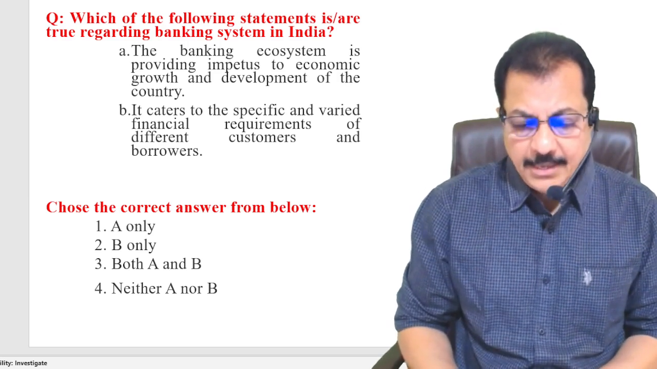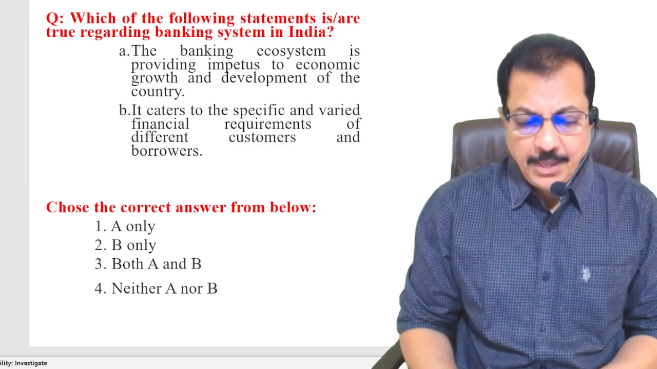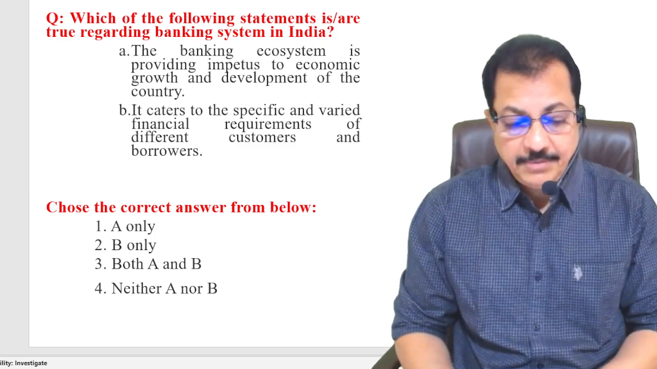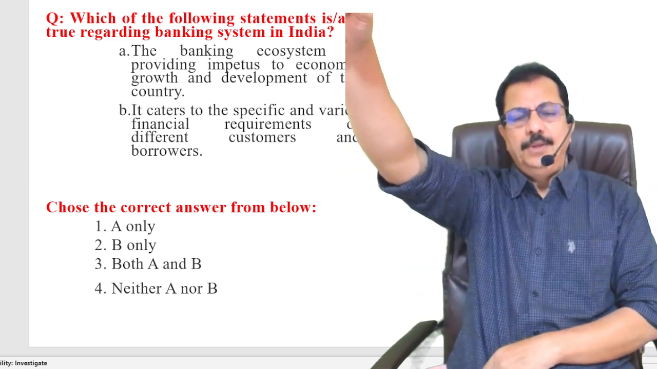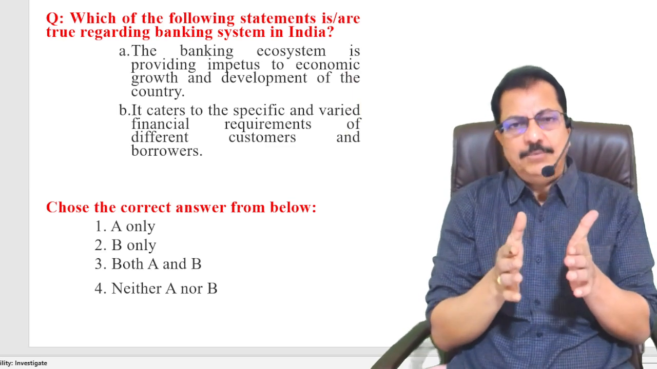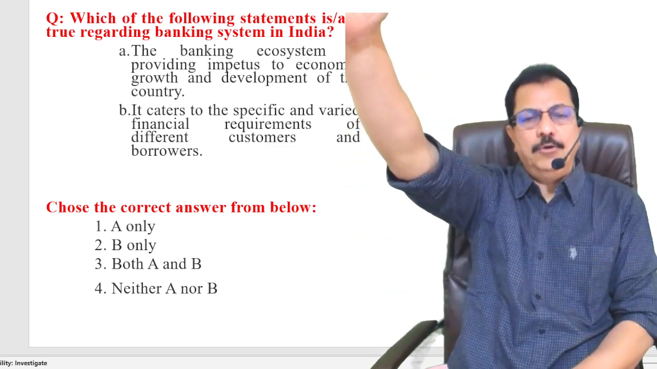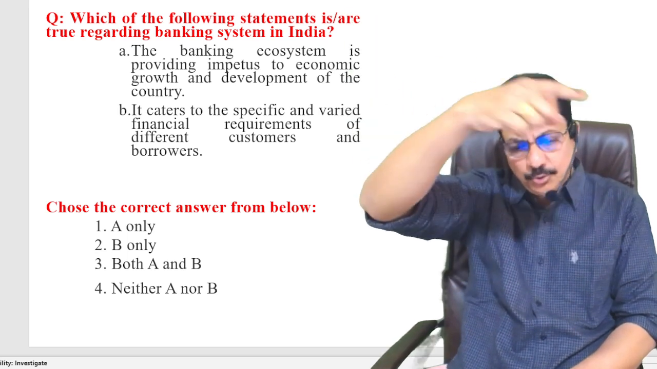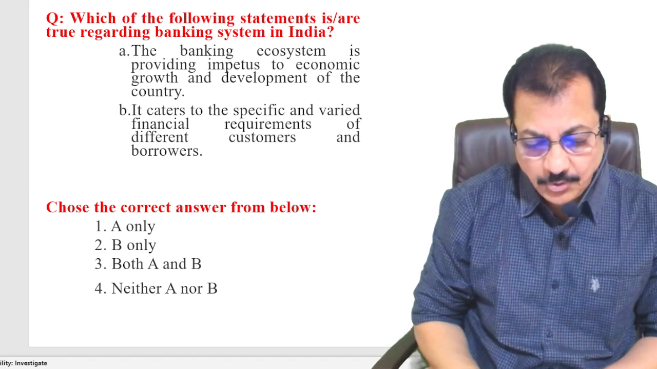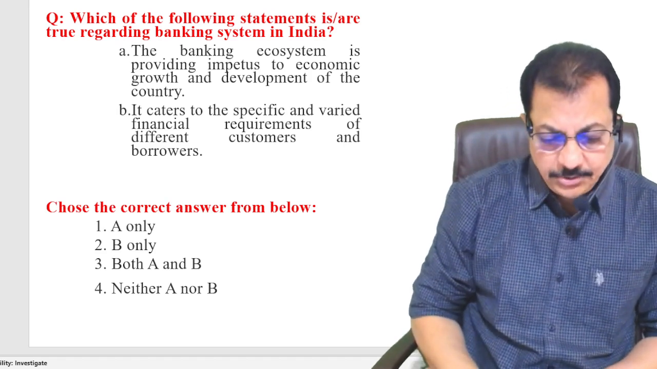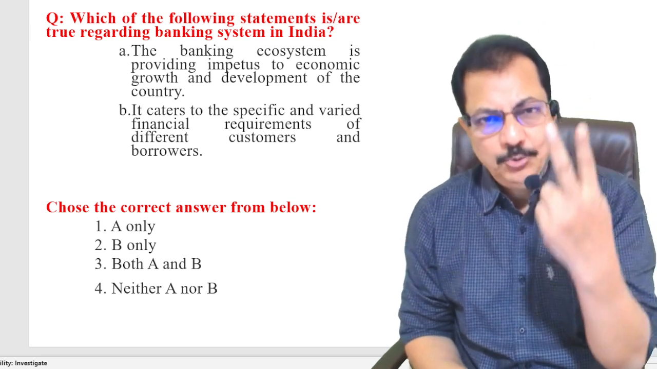The banking ecosystem in India is providing impetus to economic growth and development of the country. Without any hesitation, this is correct. Because of the banking system only, we are getting so much support with respect to the development of the economy. Am I clear? So statement A is correct. Because statement A is correct, this is not my answer, and this is also not my answer. I am left with one statement and two options.